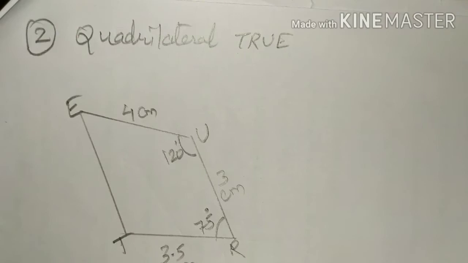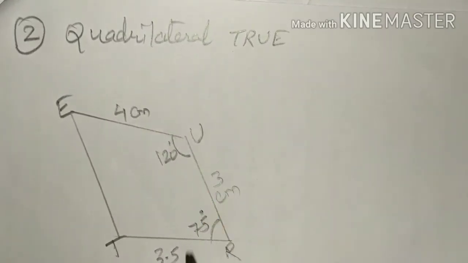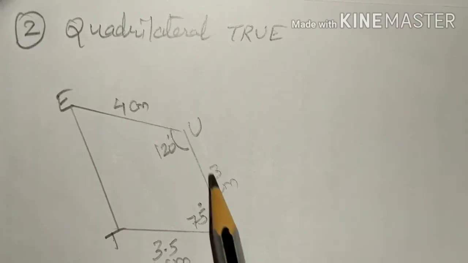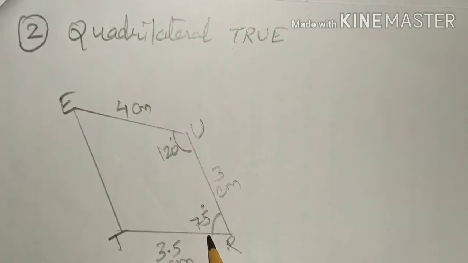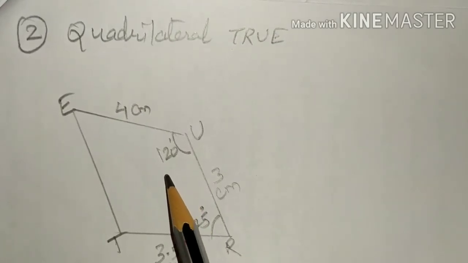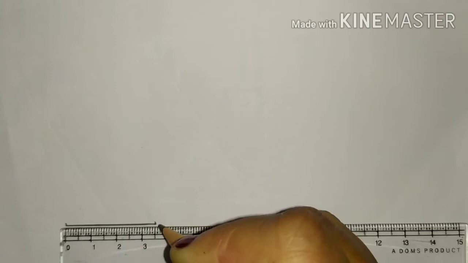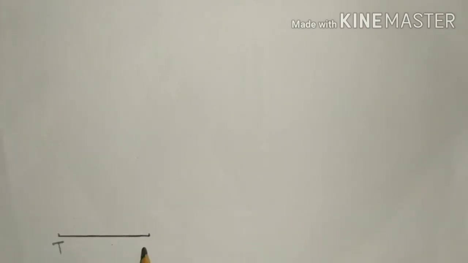Now question number 2, quadrilateral TRUE. Here TR is 3.5 cm, RU is 3 cm, then UE is 4 cm, angle R is 75 degree and angle U is 120 degree. So let us start to draw. Now let us draw TR equal to 3.5 cm first. So TR is 3.5 cm. This is TR, 3.5 cm. Now from angle R we have to take 75 degree measurement. So let us take the measurement of 75 degree.